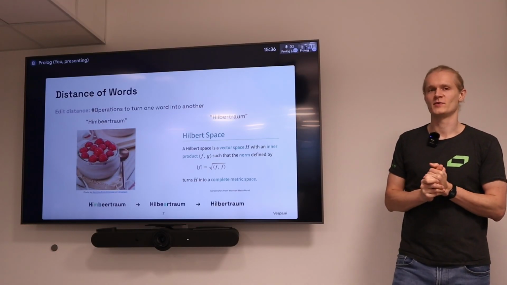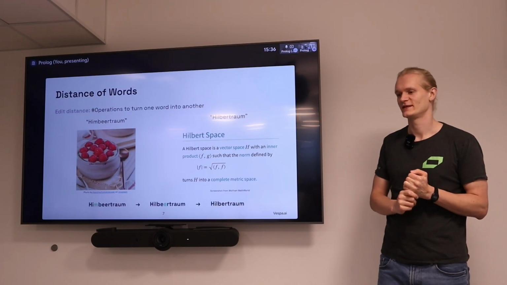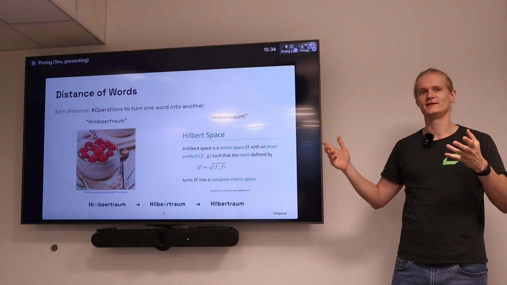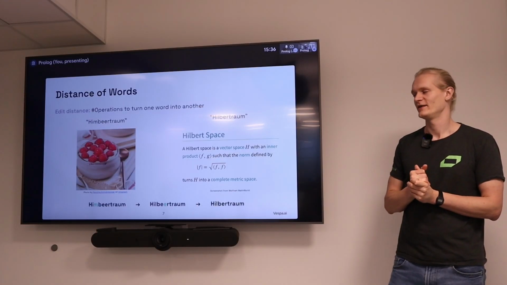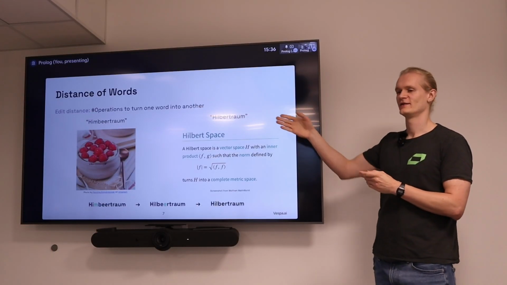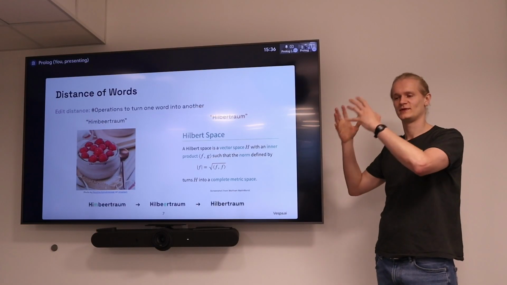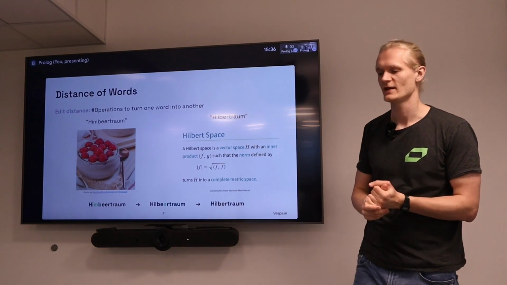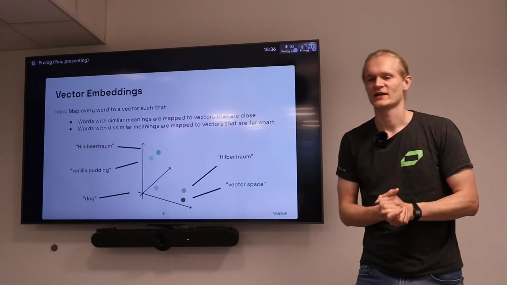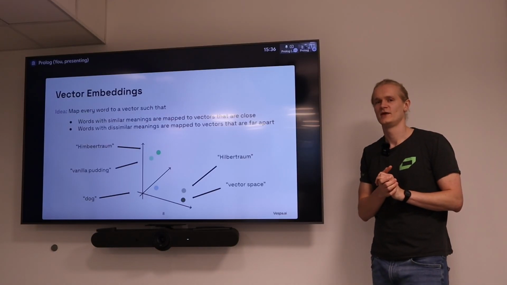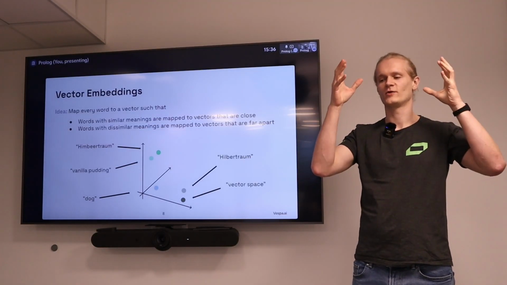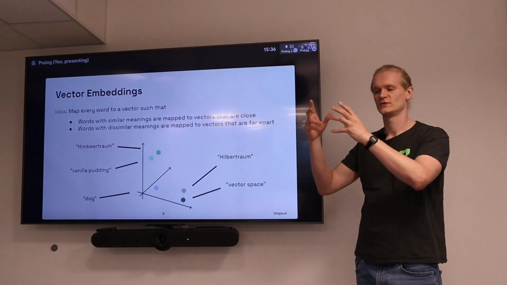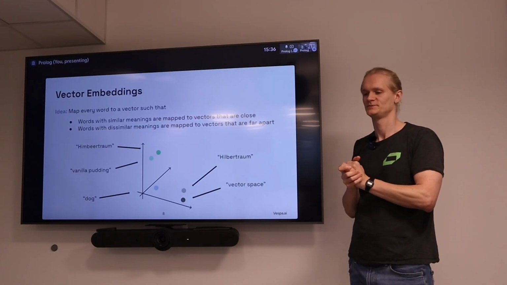And we somehow have to get the computer to understand that Himbeertraum and Hilbertraum are two completely different concepts. And for this, it's not enough to just look at these letters. We actually have to get the computer to understand what these concepts mean. And here, these vector embeddings come into play. So the idea is that we take our words and map them to vectors in a vector space.